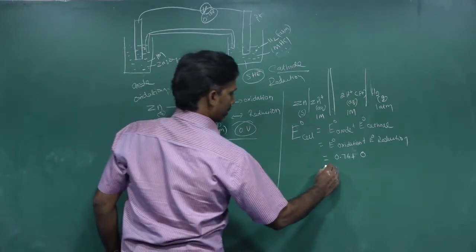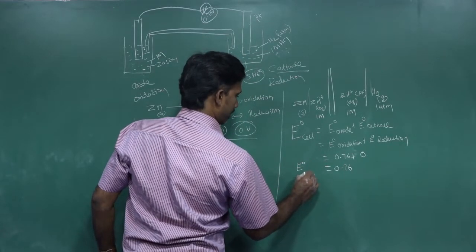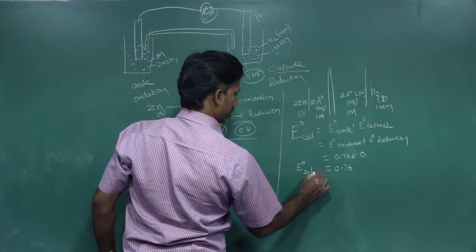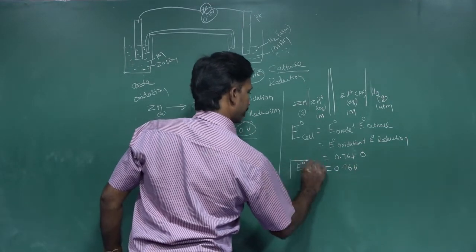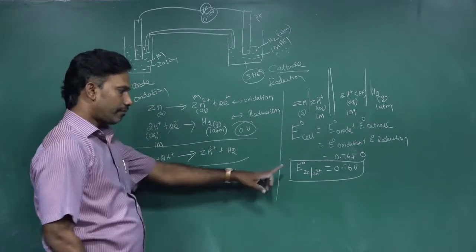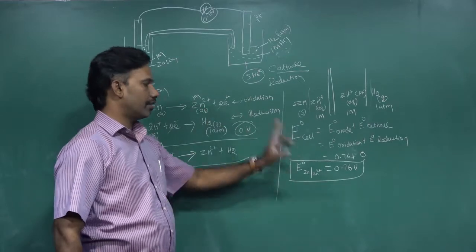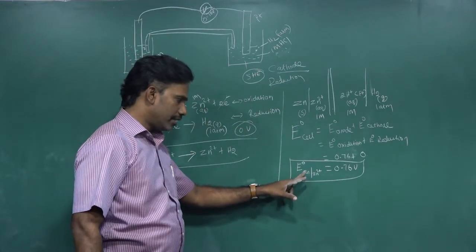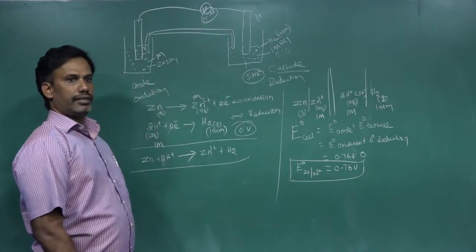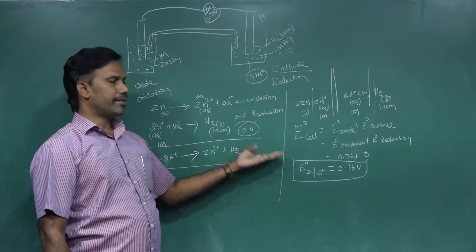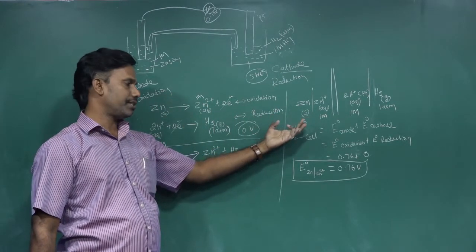So the total net is equal to 0.76. That is the single electrode potential of Zn2 plus, which is 0.76 volt. This is the single electrode potential of zinc. By using SHE, we are calculating it. Here there is oxidation, so this is called oxidation potential. It is always the tendency of zinc to go toward oxidation.